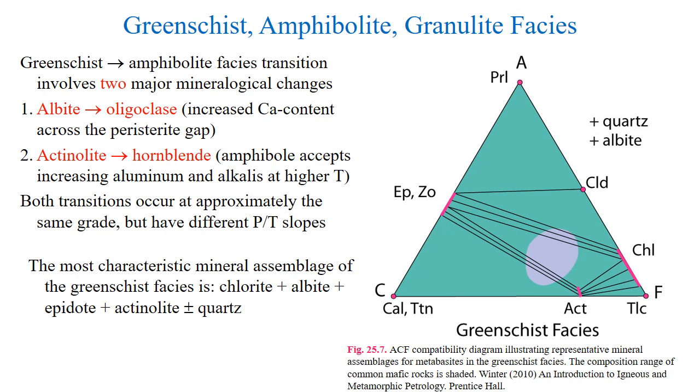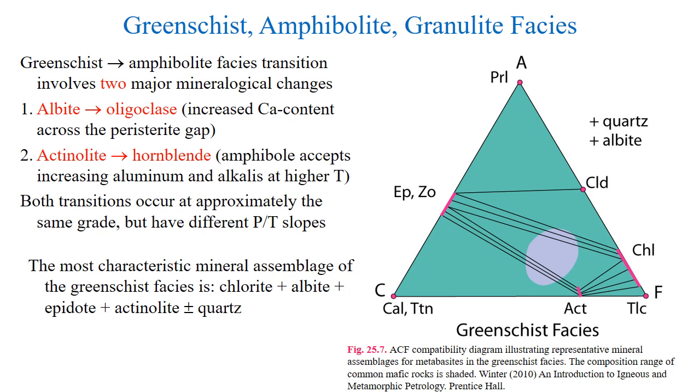The ACF diagram for a typical metamorphic assemblage in metabasalts is shown in figure 25.7. The most characteristic mineral assemblage is chlorite plus albite plus epidote plus actinolite plus quartz. The transition from greenschist to amphibolite facies involves two major mineralogical changes. Albite goes to oligoclase, and actinolite goes to hornblende. Both transitions occur at approximately the same grade but have different pressure-temperature slopes.